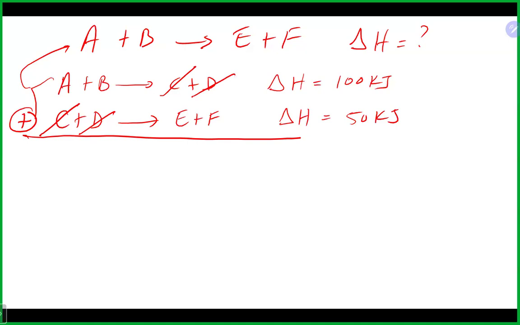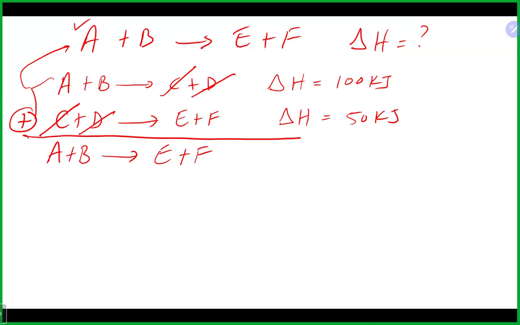Now, to get the overall reaction, anybody that's on the left-hand side of the arrow stays there. So A plus B stays there. And everything on the right-hand side of the arrow stays there. E plus F stays there. And now I have successfully built the reaction I'm looking for.